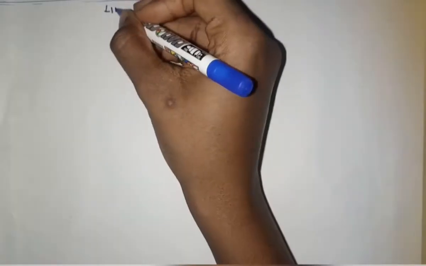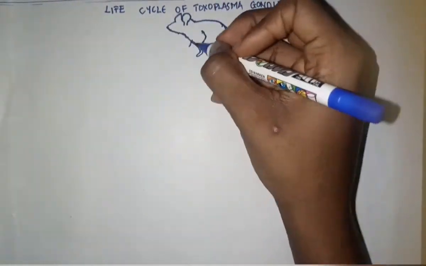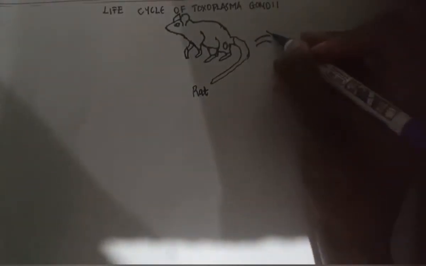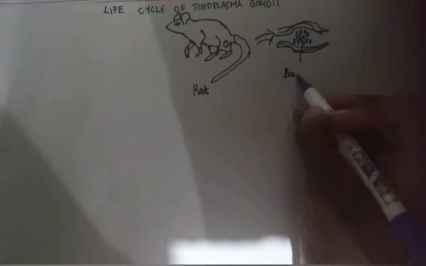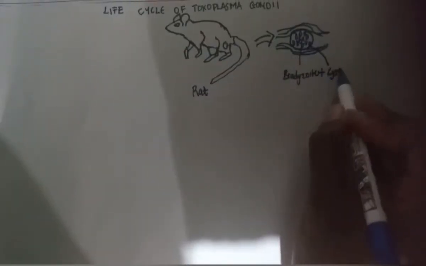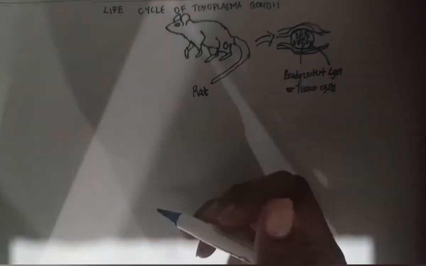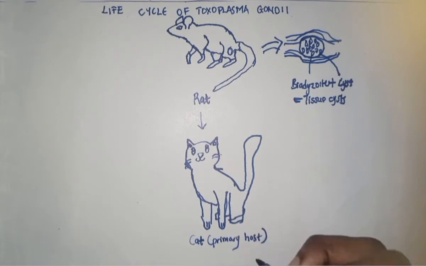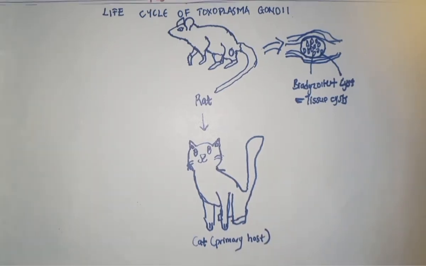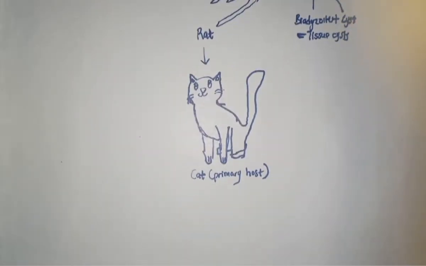Life cycle of Toxoplasma gondii. An infected rat contains bradyzoites of the parasite in its muscle tissues. There, they are enclosed by cyst walls and are called tissue cysts or zoitocysts. These tissue cysts get to the cat, the primary host, when it feeds on an infected rat. A primary host is a host where sexual reproduction of the parasite takes place.